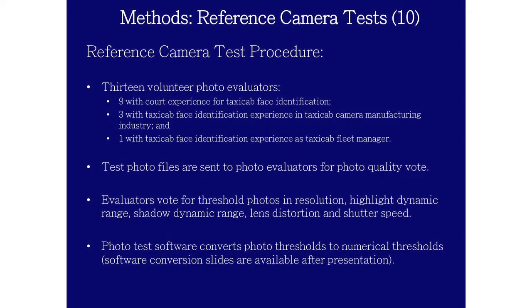So this is the procedure. We send the 4,800 test photo files to the photo evaluators for the threshold vote. And then the evaluators will vote for the threshold photos in resolution, highlight dynamic range, shadow dynamic range, lens distortion, and the shutter speed. Then we use the photo test software called IMATEST to convert these photo thresholds to the numeric thresholds.